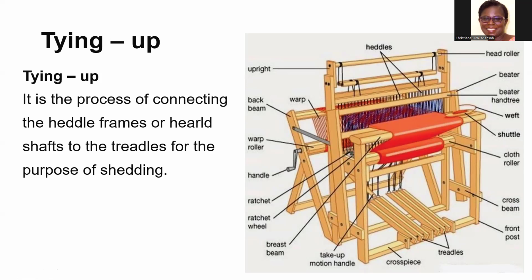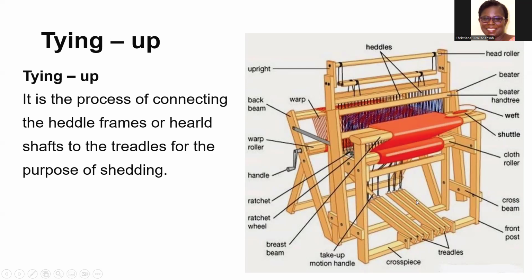Then you move to the twill. You take shaft one again, and one and two move together. Then you tie it to the next treadle. Then you take two again and three. You tie to the next treadle. Then three and four to the next treadle. And four and one to the next treadle.